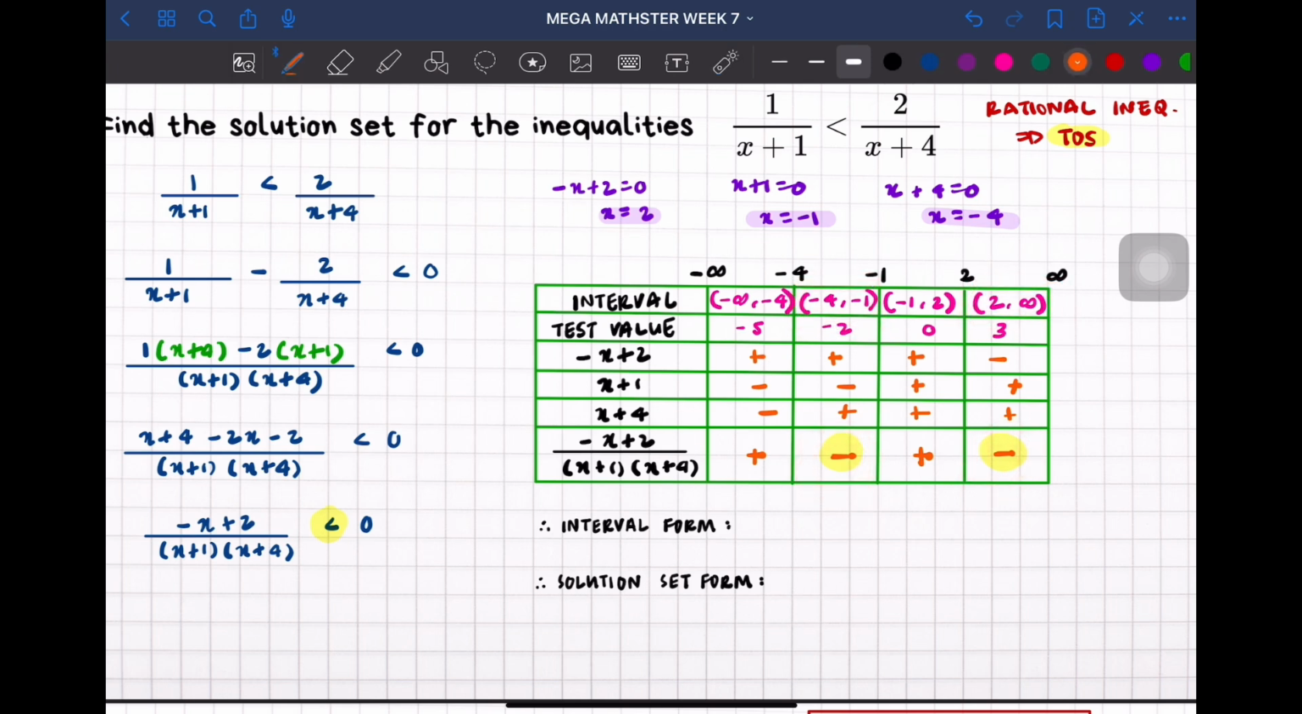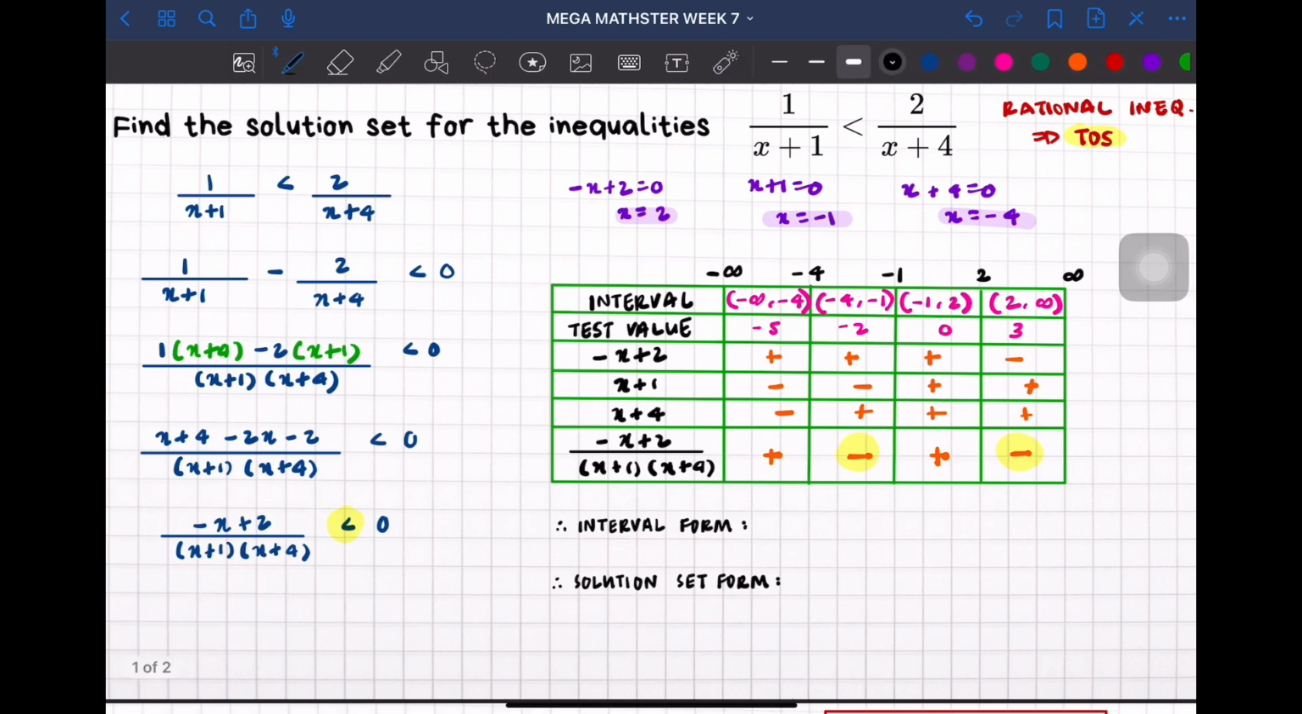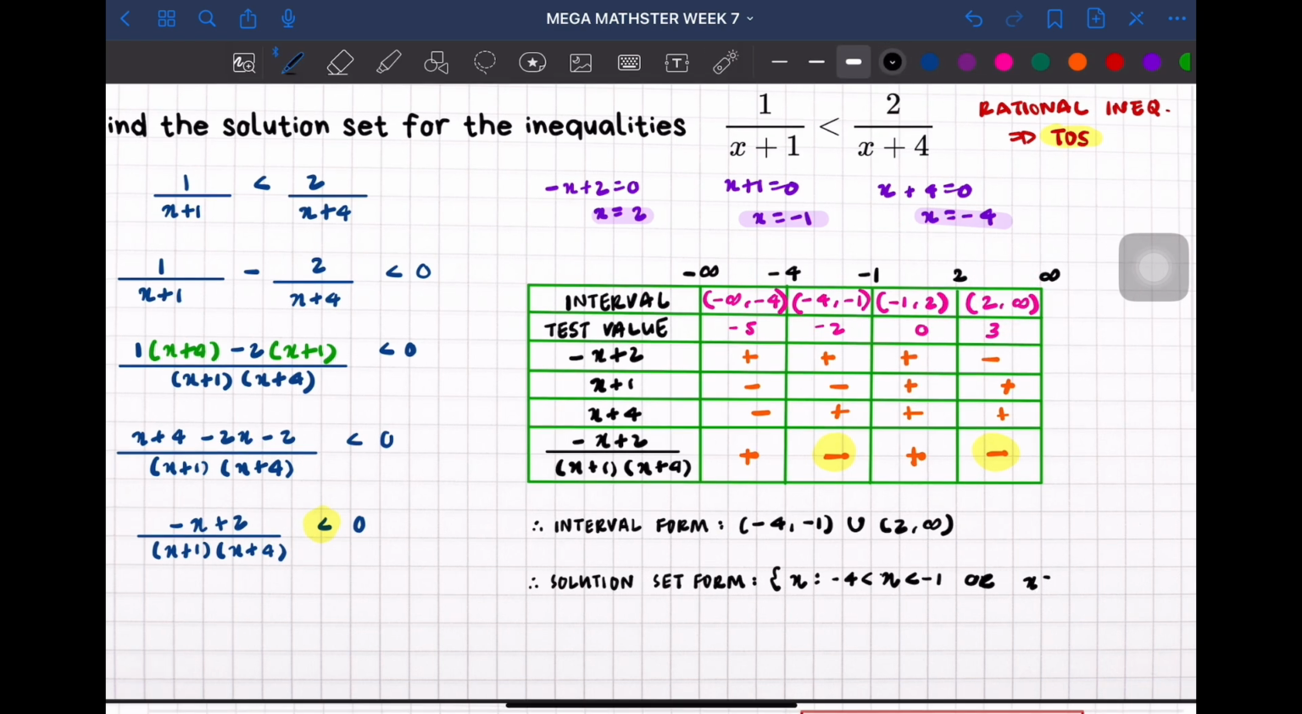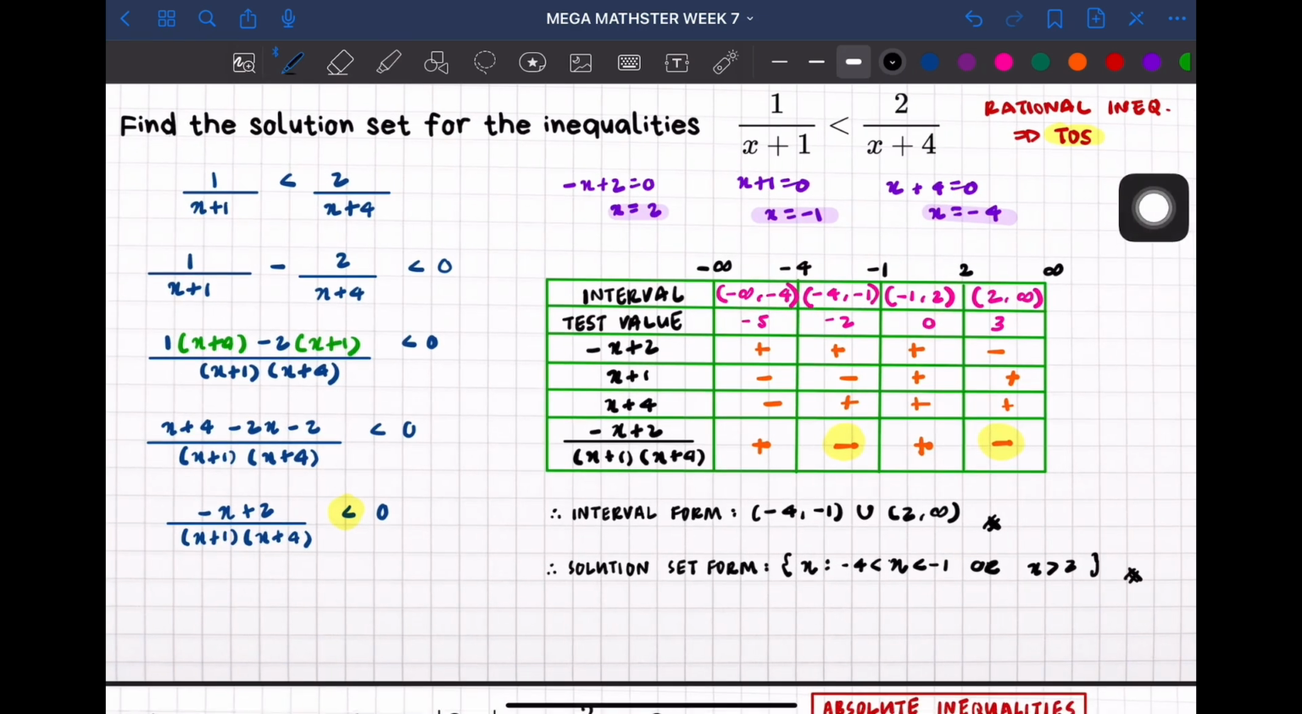You can give your final answer in interval form or solution set form. If you want to give your answer in interval form, you just copy this interval and this interval: negative 4 until negative 1, and 2 until infinity, with a union in the middle. If you like to write it in solution set form, your x is between negative 4 and negative 1, or your x is greater than 2. So these are two types of final answer that you can write. Okay, that's it. Thank you.